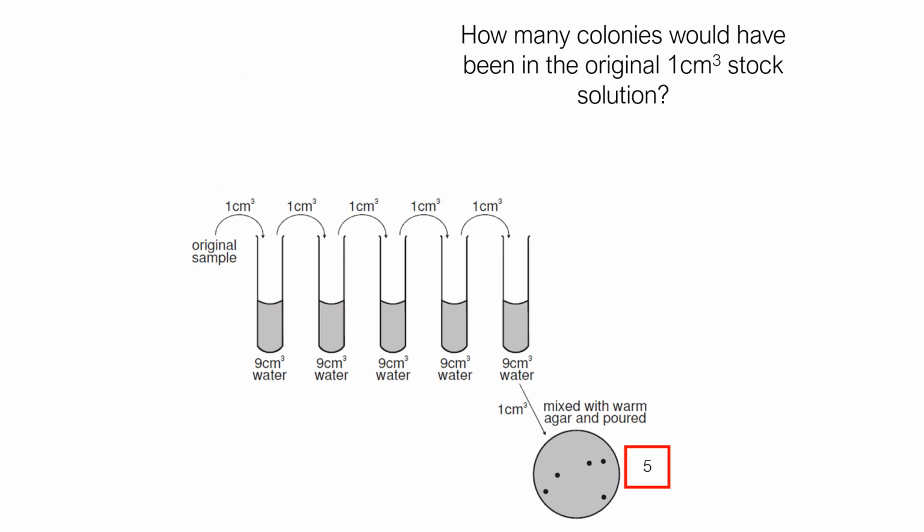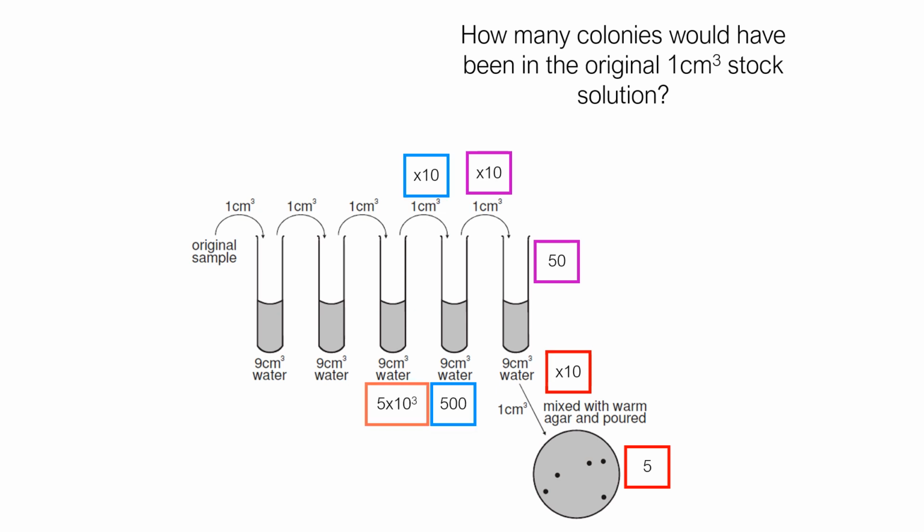We've got another example here. Again, 5 colonies. That is 1 centimetre cubed out of what was 10. So when we're working backwards, we need to multiply by 10. So in that first test tube on the right, there would have been 50 colonies. Every single one of these dilutions that has happened has been a 1 into 9, which means a 10 times dilution. So every time we're going back to a test tube, we'll be multiplying by 10.